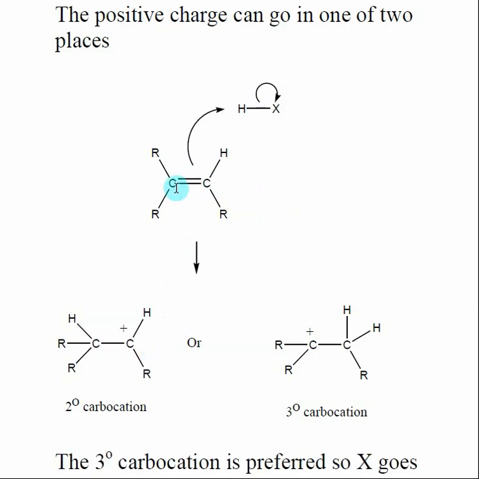If I add the hydrogen to the left-hand carbon, I make this molecule. So this hydrogen is the one that we've added. If I add the hydrogen to the right-hand carbon, we make this molecule. So this hydrogen is the one that we have added to our double bond.